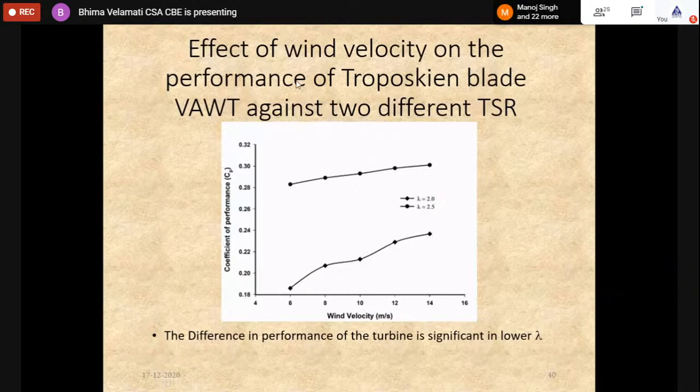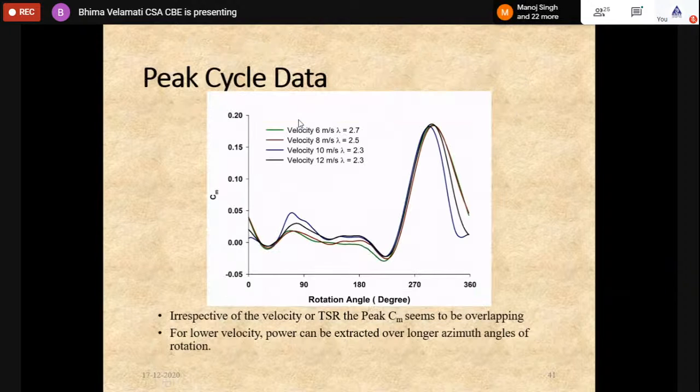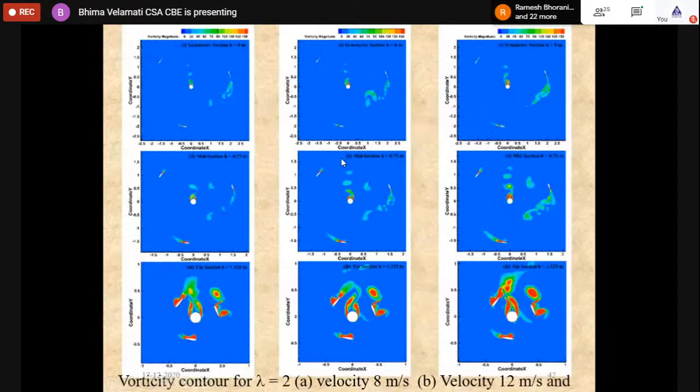Okay. So the best part of doing CFD simulation is that you can go into flow features. So I'll skip this. You can go and see the flow features. Here we have taken the vorticity contours for two different velocities, 8 meters per second and 12 meters per second, for tip speed ratio 2. So you can see, this is a zoomed version.